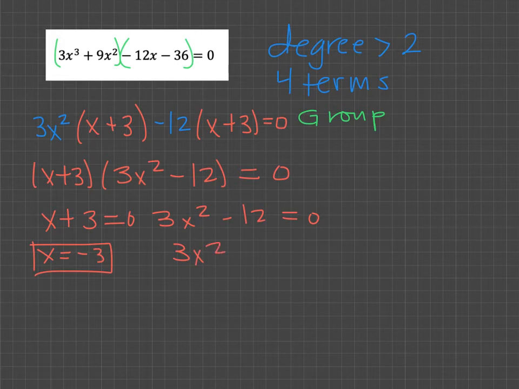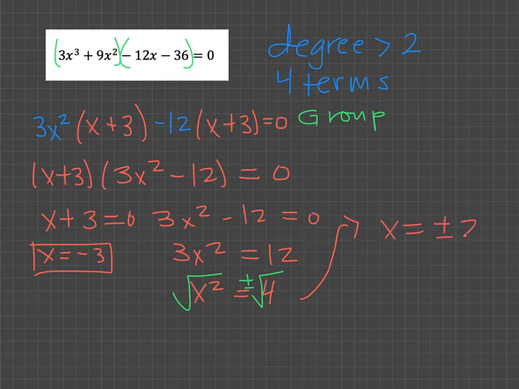3x squared equals 12. Divide both sides by 3, so we get x squared equals 4. And let's bring this up here, taking the square root, and remember that plus or minus out in front. Our solution is x equals plus or minus 2.